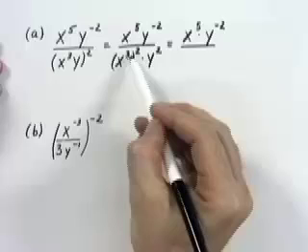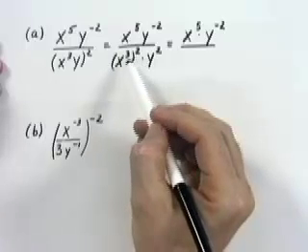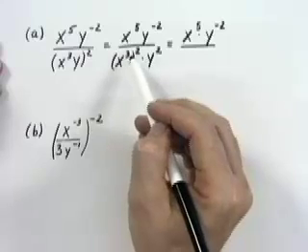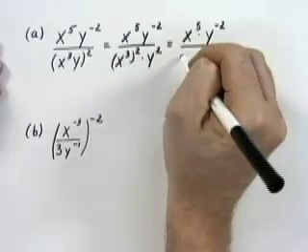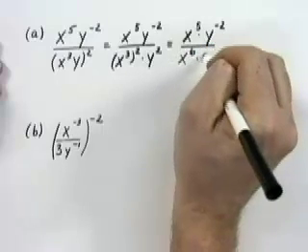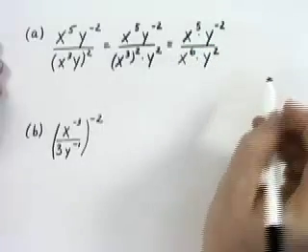So now I have x to the fifth times y to the negative second power over, here I'm taking an exponent raising to an exponent. Remember, when you have an exponent to an exponent, you multiply. So I'm going to write this as 3 times 2, which is 6. So that gives me x to the sixth power times y squared.